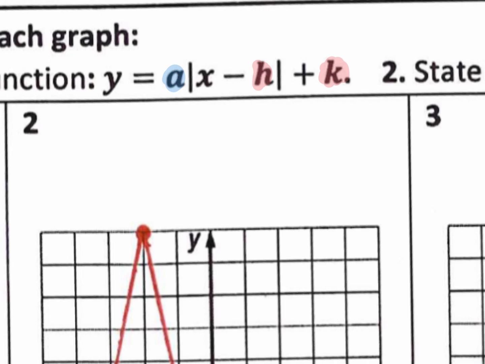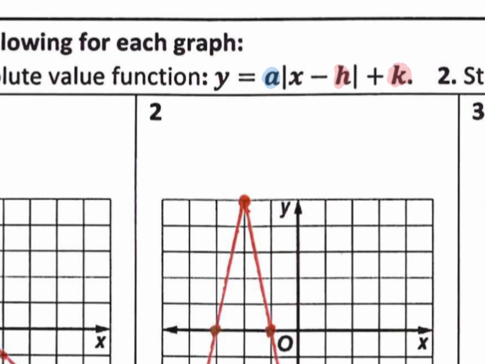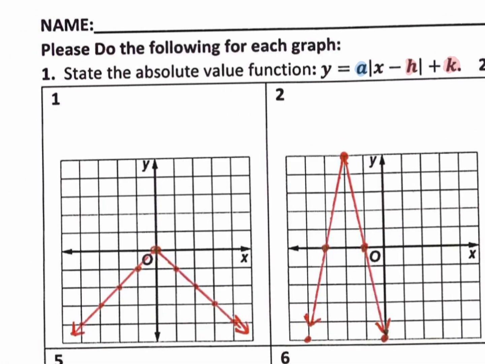But I highly recommend that when you do this, you write it with blank spots. So when you know a, h, and k, you plug it in safely. So we have y equals a, I'm going to leave a blank spot. Absolute value x minus h, I'm going to leave a blank spot, plus k, I'm going to leave a blank spot. Okay. So the question is, what is my a value on number 1?